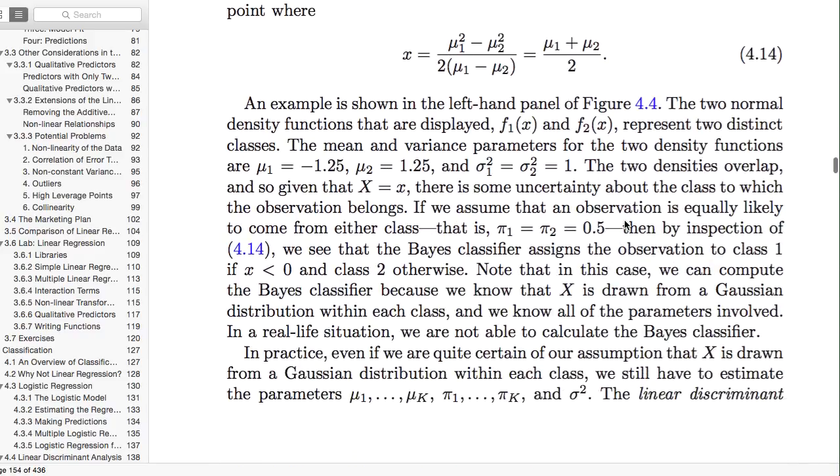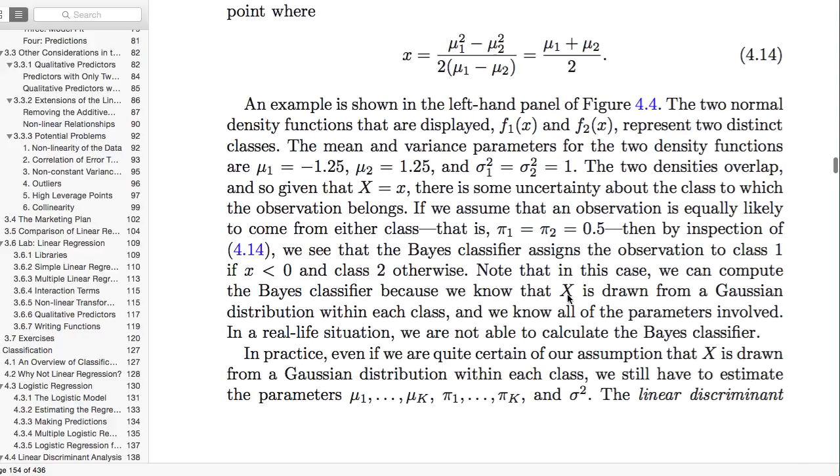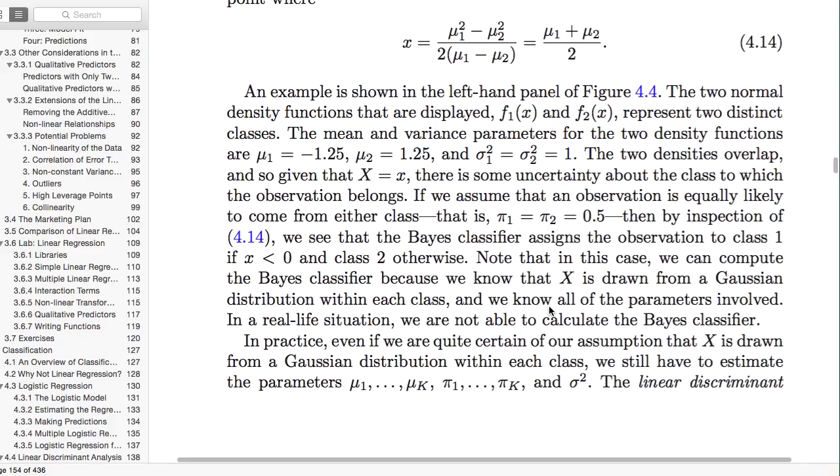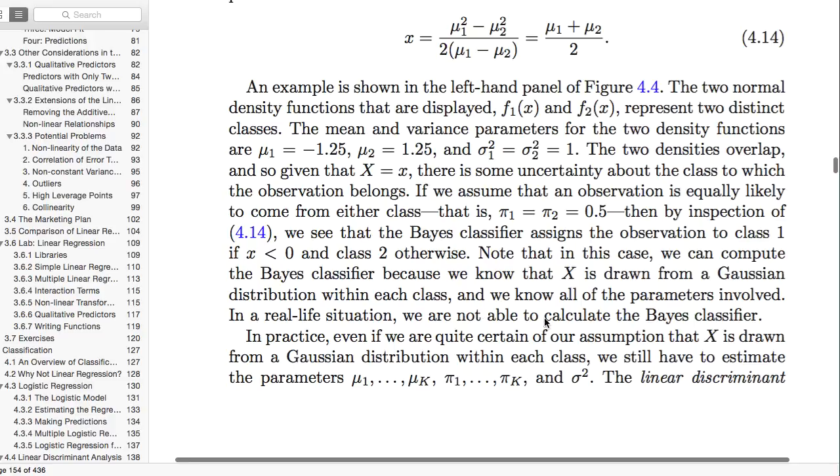Okay, what have I missed here? I know I've forgotten something here. Now, this is cooked data. In a real life situation, we don't know what the Bayes classifier is. This is cooked data just to show us how good it can be if the assumption is correct.